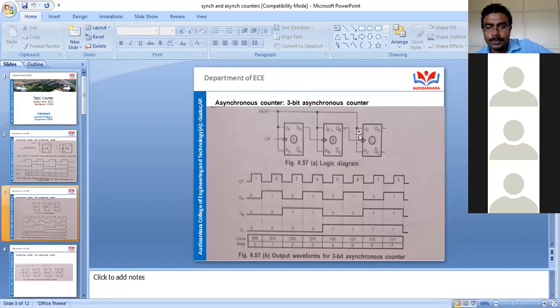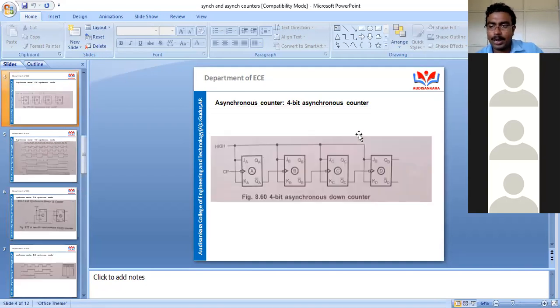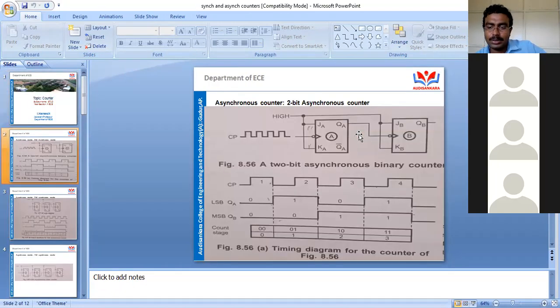Students, so far I have shown you the 2-bit asynchronous counter, 3-bit asynchronous counter, and 4-bit asynchronous counter. Are there any doubts in the working procedure of anything? The same kind of procedure you have to follow for describing the working procedure of any asynchronous counter. Any doubts, students, in asynchronous counters? If you tell me the doubts, I will explain the operation again in those concepts. Any doubts in the asynchronous counter working procedure?